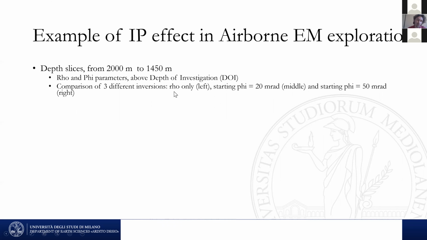And I'm going to show you three different inversions. One, there is only resistivity, removing the negative data, so the things we should not do. Then there are two different inversions in terms of IP with two different starting models. Phase equal 20 milliradians and phase equal 50 milliradians. 50 milliradians already is the high end of phase that we might expect when we look at alluvial sediments for groundwater exploration. So 50 milliradians would be a really, really fat clay.